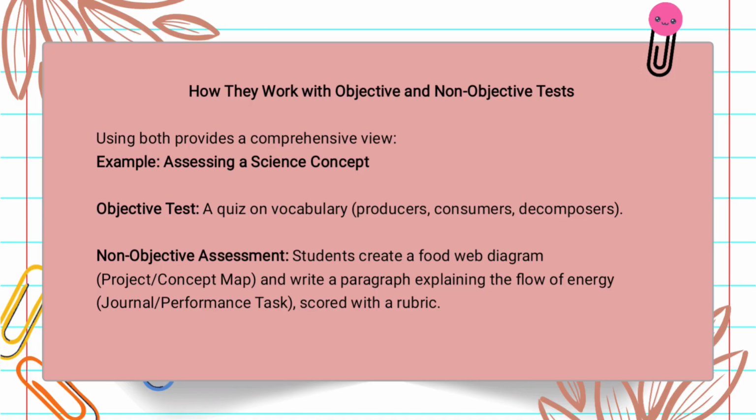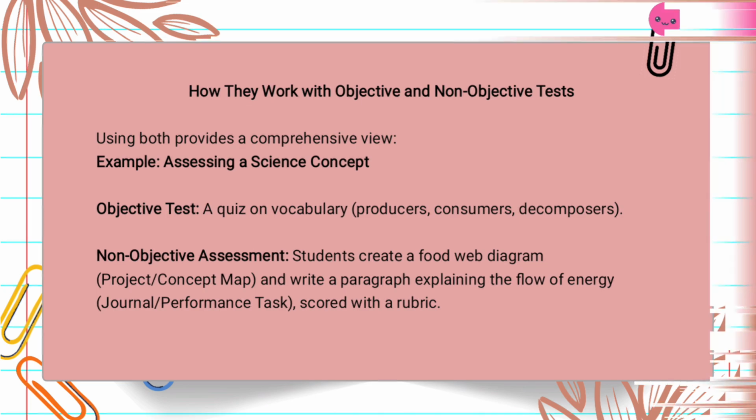When we say non-objective assessment, students create a food web diagram, write a paragraph explaining the flow of energy. So based on the examples given on the slide, non-objective assessment will allow students' creativity, critical thinking skills, and gauge their deeper understanding towards the concept or the subject. It is like measuring how much they have learned when they're given an authentic assessment or non-objective assessment.